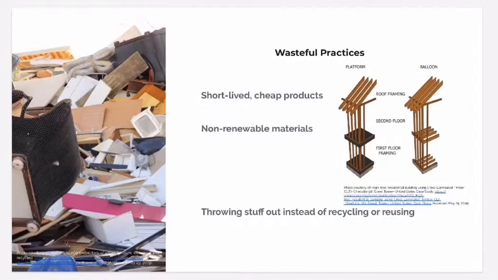Finally, the third wasteful practice is throwing things out when they could be recycled or given to someone else to reuse.